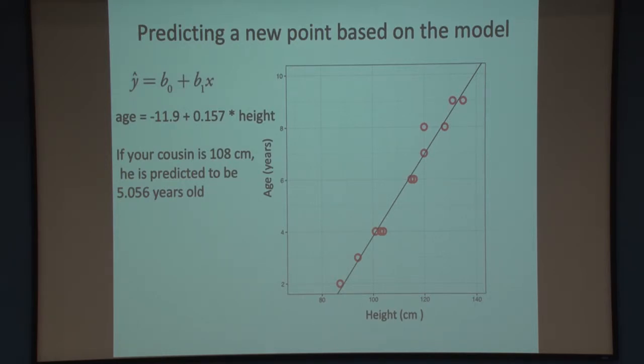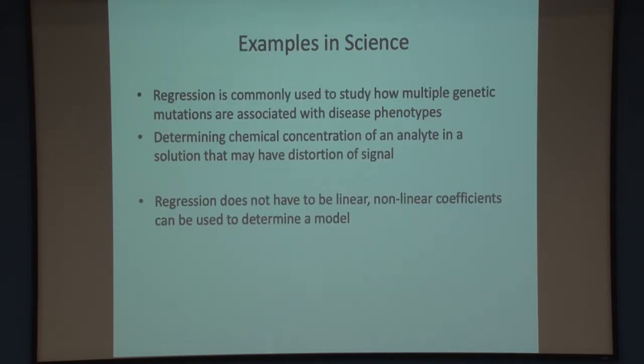So in this case, we used linear regression to predict the best fit line for this training data that we had. And the coefficients that we have are negative 11.9 and 1.57, which correspond in this line to a slope and an intercept. So if you look at your cousin and he's 108 centimeters, you can predict from the line that he's about 5 years old. And even though this seems really simple, it's actually pretty powerful. It is a method of machine learning.